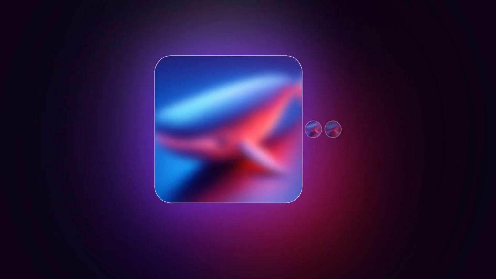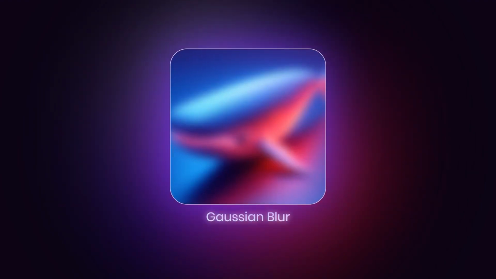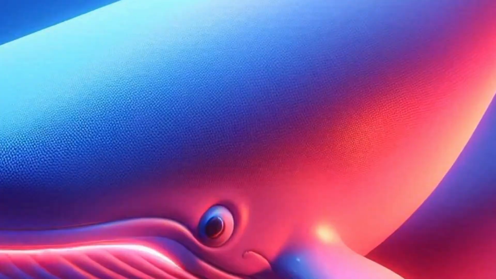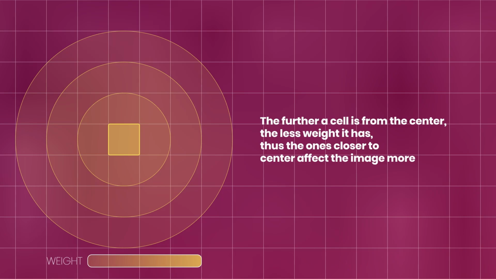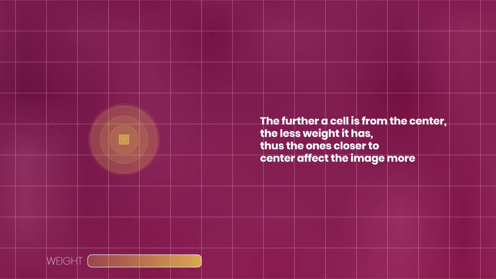You might have heard of Gaussian blur. It's a higher quality blur than the previous one, but it's also more expensive to compute. The basic idea is, the further a pixel is from the center, the less weight it has. So pixels closer to the center will have more influence on the final image. If you want a stronger blur, you can increase the grid size.